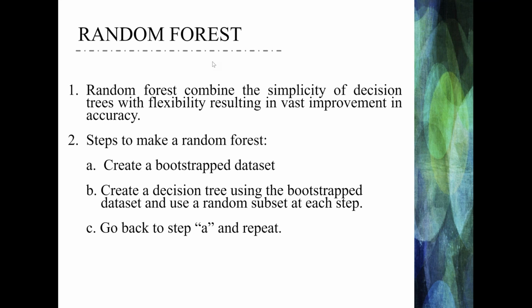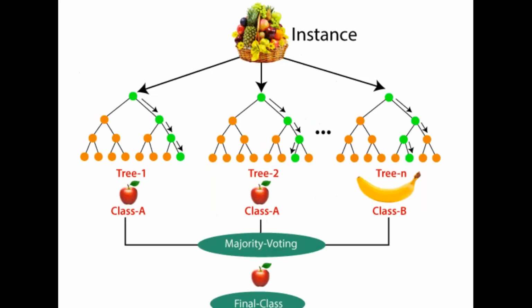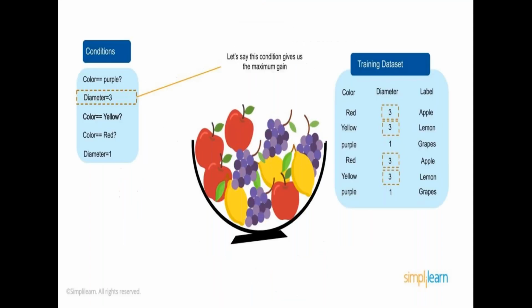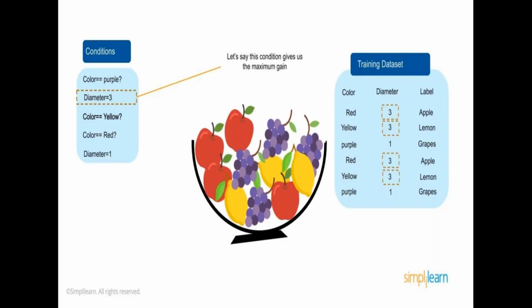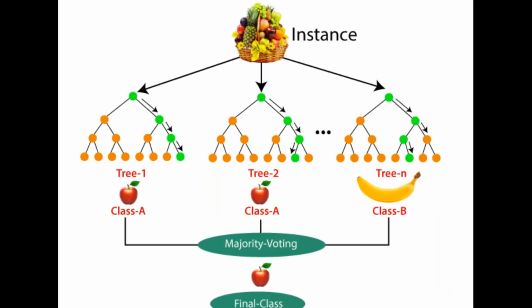Next, you will have to create a decision tree, just like you have created over here: tree 1, tree 2, and tree n. These are the decision trees that you'll be creating. But there is a different approach over here: you are going to use a random subset at each step. And then again, you go back to step A and repeat it so that you get n number of trees like this.